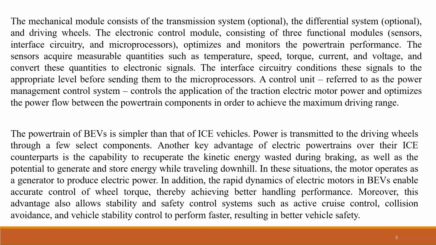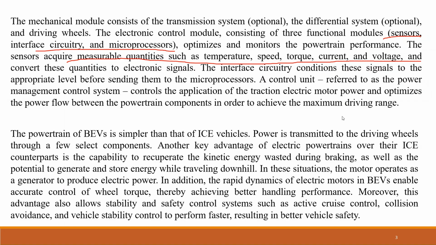Now, the mechanical module, as we have shown, consists of the transmission system, which can be optional, the differential system that can be optional, and the drive wheels. The electronic module consists of three functional modules consisting of sensors, interface circuitry, and microprocessors that optimize and monitor the powertrain performance. The sensors, what do they do? They acquire the measurable quantities such as temperature, speed, torque, current, voltage, and convert these quantities into suitable electronic signals. And the interface circuitry conditions these signals to the appropriate level before sending them to the microprocessor.